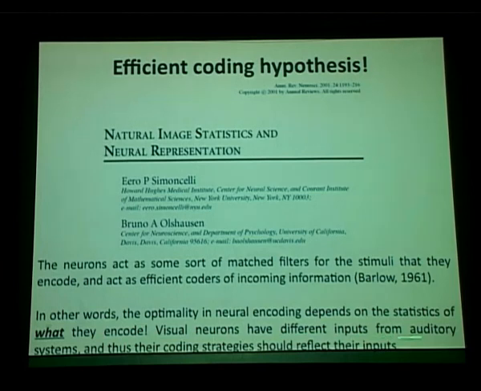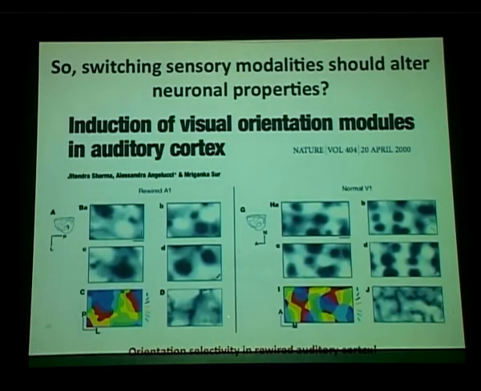Visual neurons have different inputs from the auditory system, and thus their coding strategies should reflect these inputs. What we are saying is that if the auditory cortex were to receive visual inputs, they should start having the features that the visual neurons normally would have. Murugan Kasur and his colleagues did this experiment in 2000, where they rewired the auditory thalamus so that visual inputs are rerouted to the auditory cortex A1.